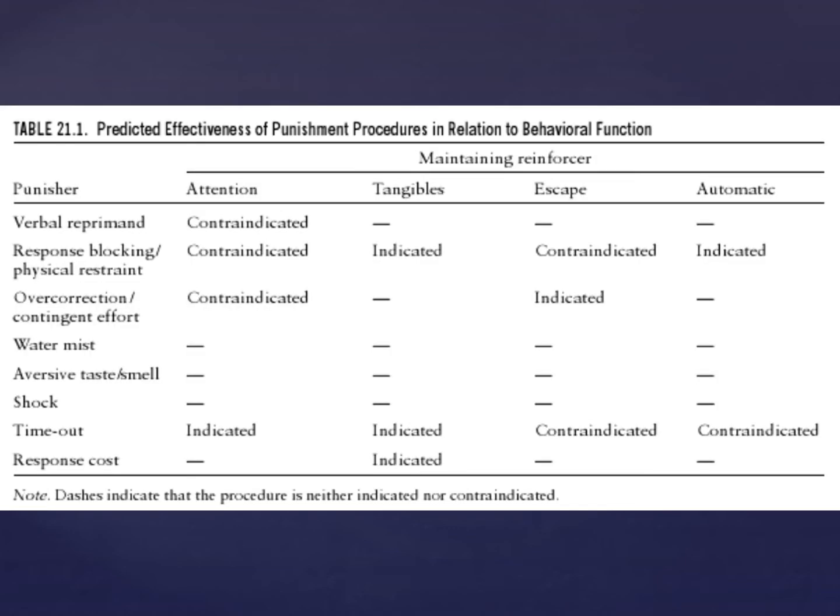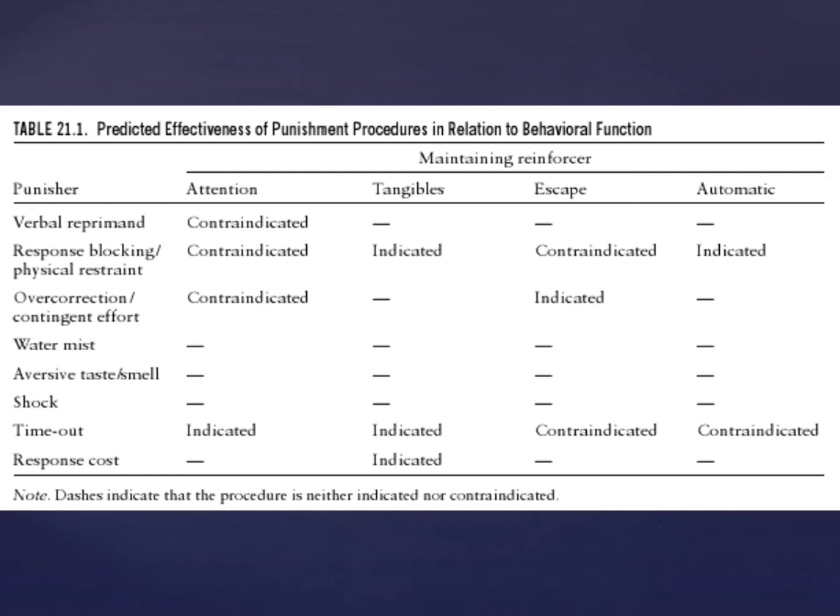One major recommendation that is made is to, if at all possible, consider the function of the behavior. In the left column here, different types of punishment are noted. Along the top of the chart, different functions of behavior are noted. If behavior is maintained by attention, trying to use a verbal reprimand as punishment is probably not going to work, and indeed would be contraindicated. It is actually likely to reinforce the behavior.